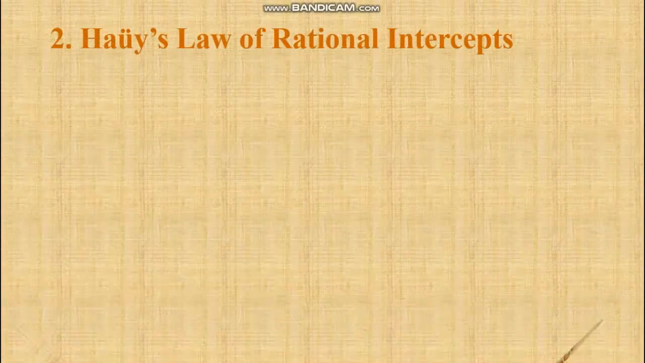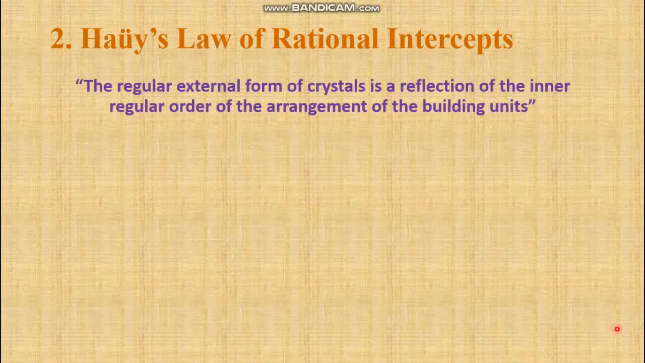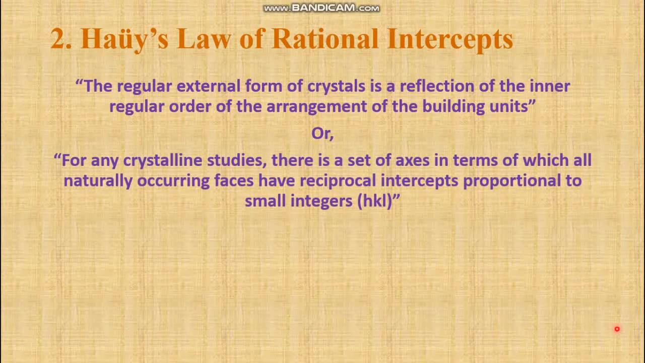Now let's go to the second law, which is Haüy's law of rational intercepts. What does it say? It has two forms. One form is that the regular external form of crystals is a reflection of the inner regular order of the arrangement of the building units. Or another form: for any crystalline substance there is a set of axes in terms of which all naturally occurring faces have reciprocal intercepts proportional to small integers h, k, l. So what is that? This is nothing but the definition of the unit cell, isn't it?